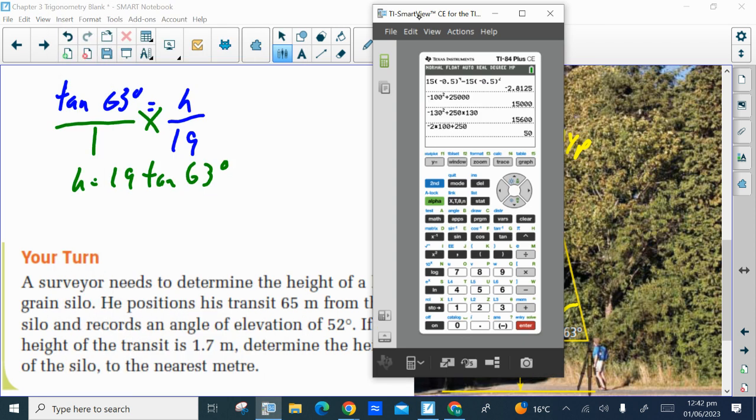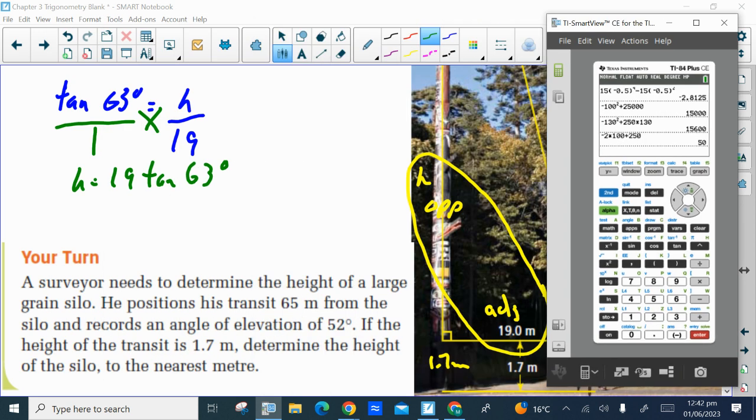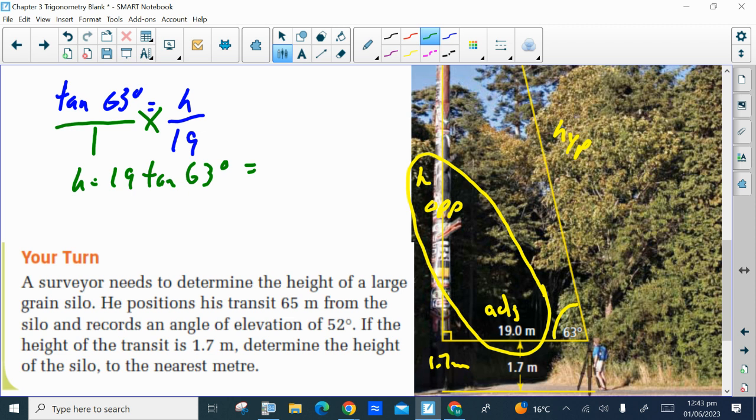And then we go to our calculator, make sure that you're in the correct mode. And I am. So now I can go 19 times the tan of 63. h, the height of the triangle, is 37.28.